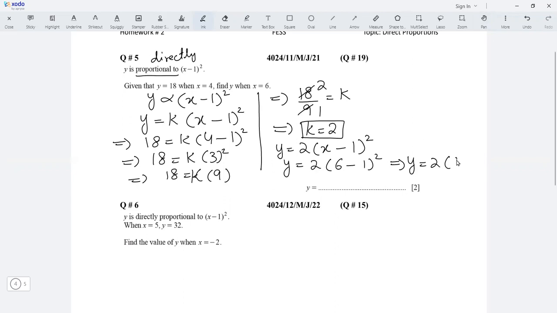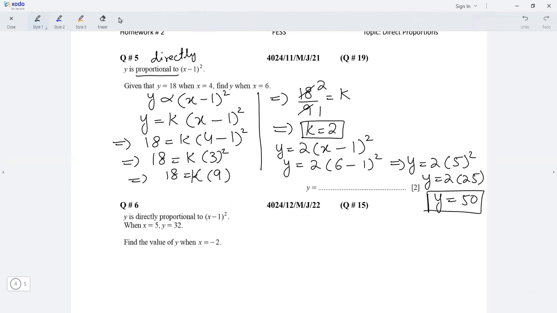The square of 5 is 25. So y equals 2 times 25. 2 times 25 results in 50. So the value of y we have found here is 50. So 50 will be the answer for question number 5.